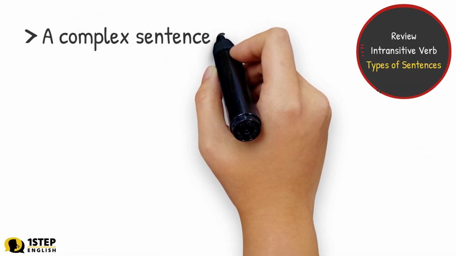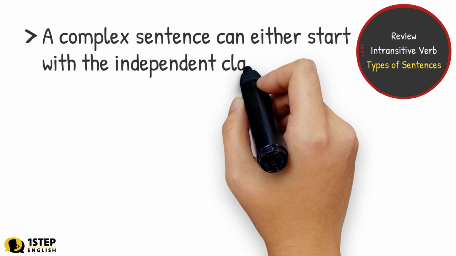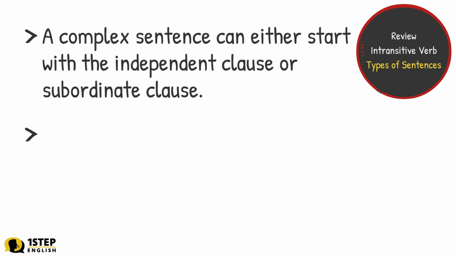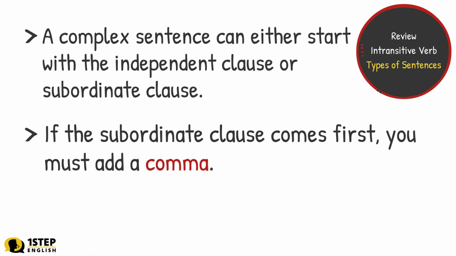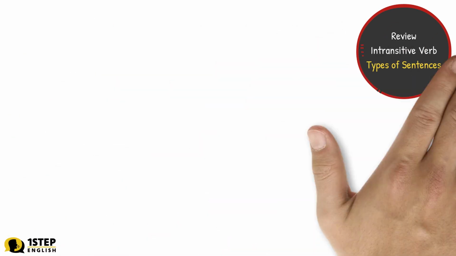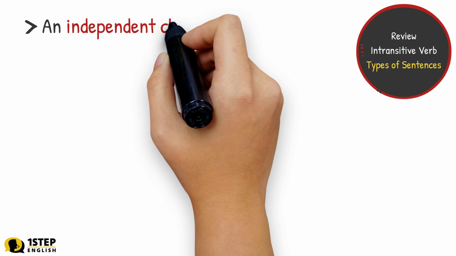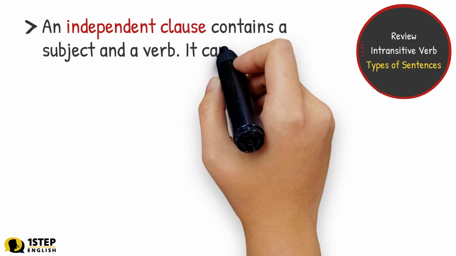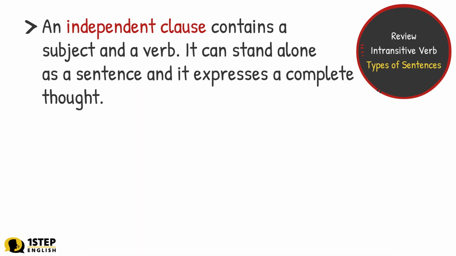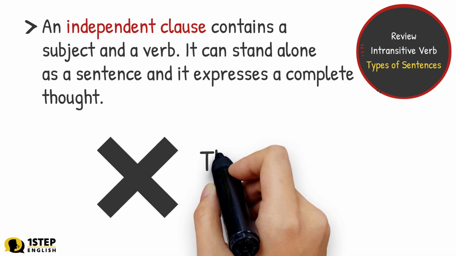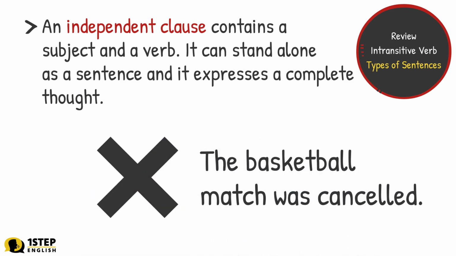A complex sentence can either start with the independent clause or subordinate clause. If the subordinate clause comes first, you must add a comma. An independent clause contains a subject and a verb. It can stand alone as a sentence and it expresses a complete thought. For example, the basketball match was cancelled.